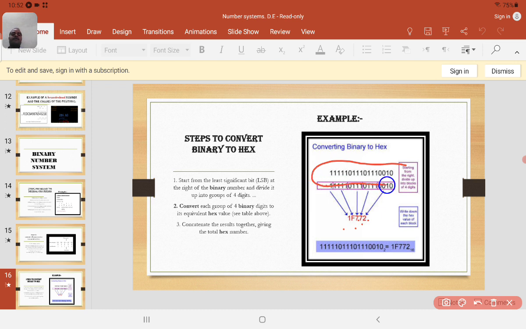In this case you have to divide the given binary number into groups of 4, moving from right to left when there is no binary point given. When a binary point is given, to the right of the binary point you have to move left to right, dividing the given number into groups of 4 digits, and convert each group into the hexadecimal number.